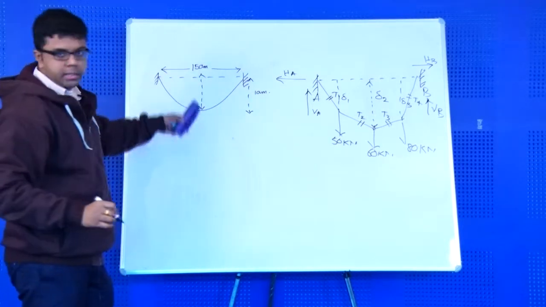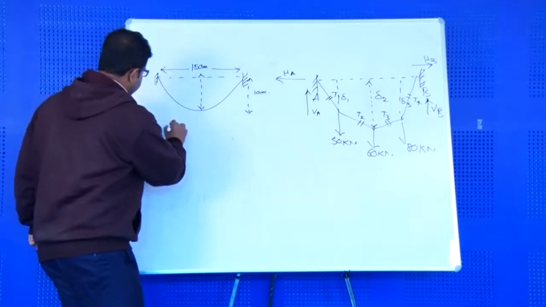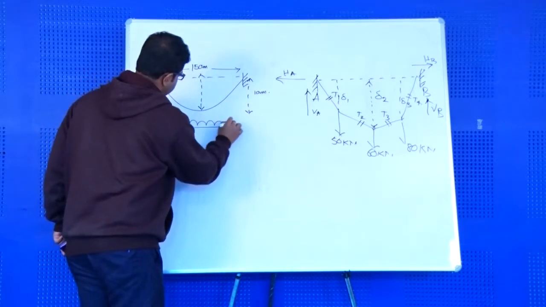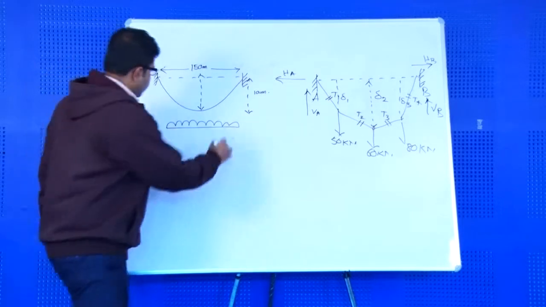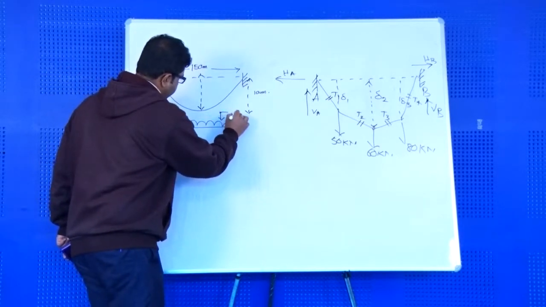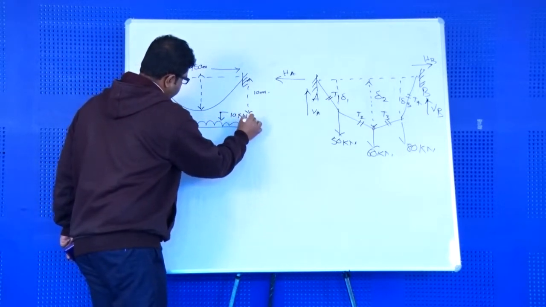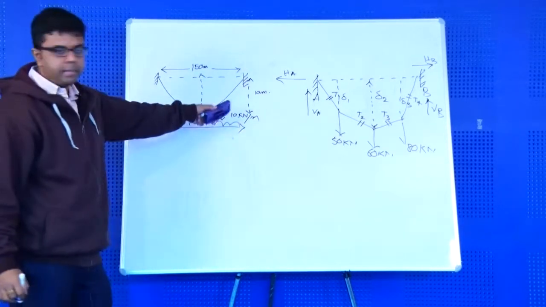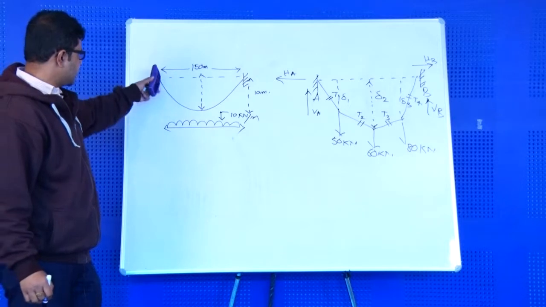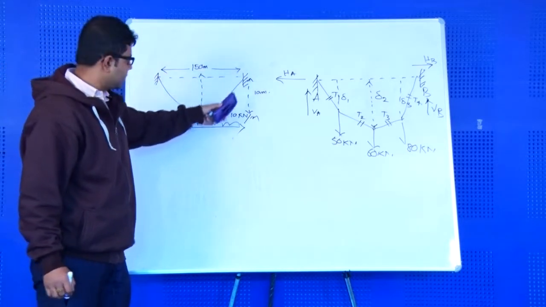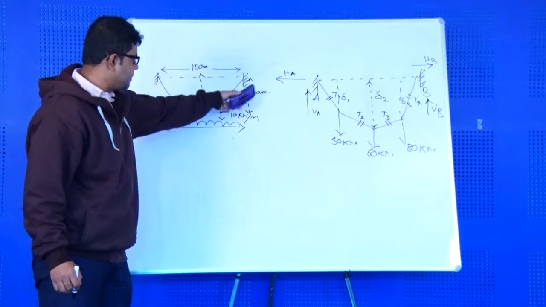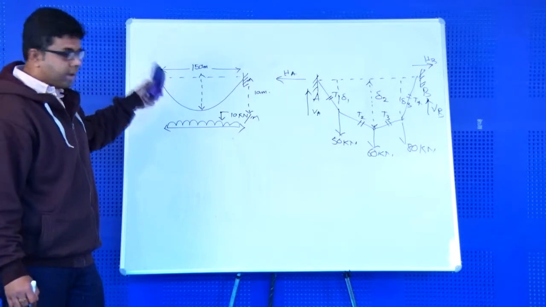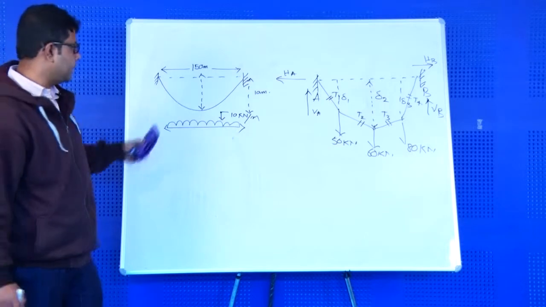And this cable is subjected to a UDL loading, that is, a distributed load. Suppose the loading intensity is 10 kilonewton per meter. So 10 kilonewton per meter load is acting over a span of 150 meter. The central depth of the cable is 10 meter. We have to find the maximum tension in the cable.